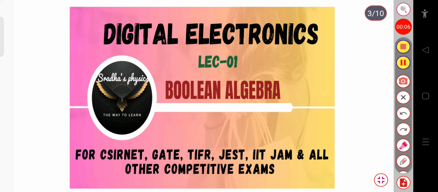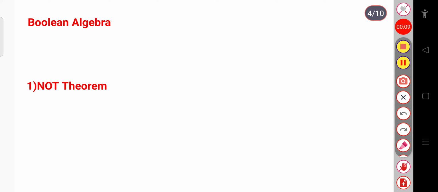Today we will start Boolean Algebra. It was developed by George Boole, and that's why after him this name comes, that is Boolean Algebra. It helps in digital circuits. It was developed by George Boole with the help of switches, or what are called relay circuits.